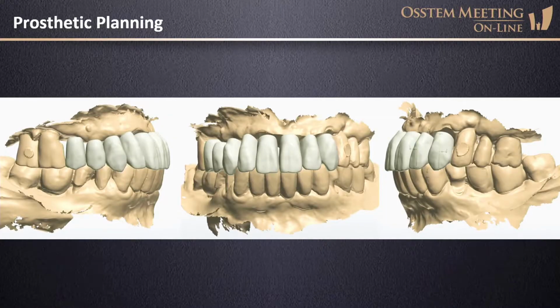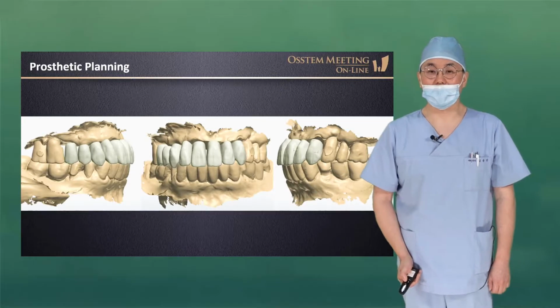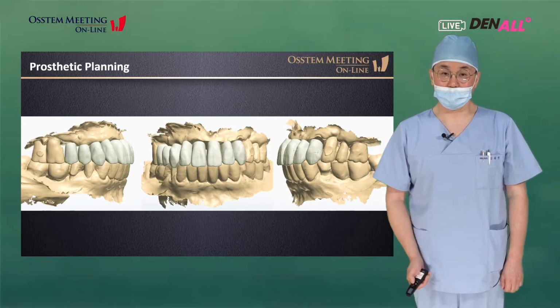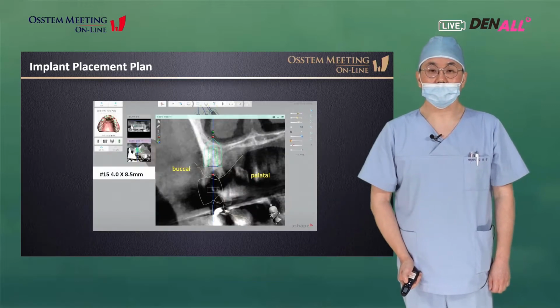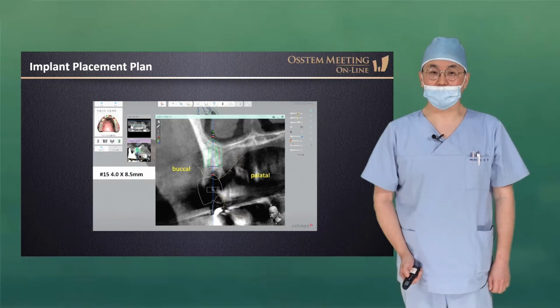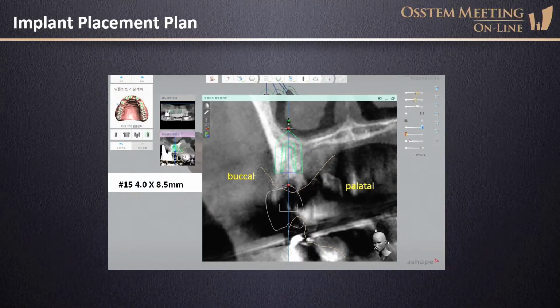We used the virtual planning program called Implant Studio from 3Shape company. On this program, prosthetic planning was done first. This is a prosthetic design of this patient. Based on that prosthetic design, implant placement planning was done on the CBCT image. For this patient, 4 implants were planned.